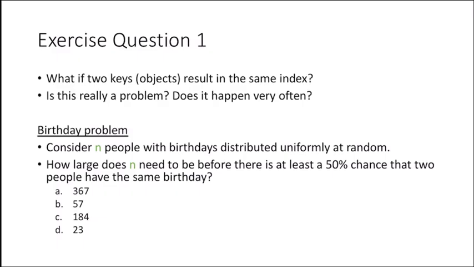Well, some of these are fairly easy to eliminate. So if I have 367 people, I have a 100% chance of a collision. We know that from the pigeonhole principle. So if you were taking discrete math and you heard the pigeonhole principle and you thought you'd never use it, well, here's an example of using it.